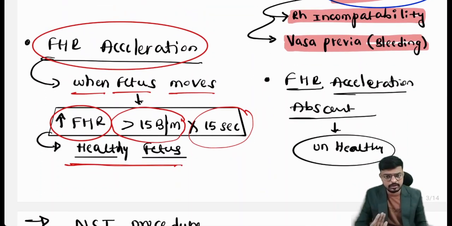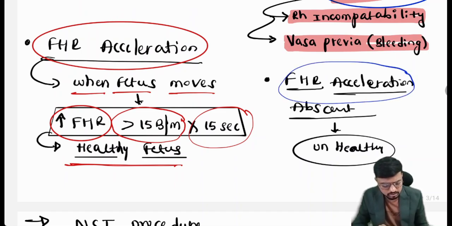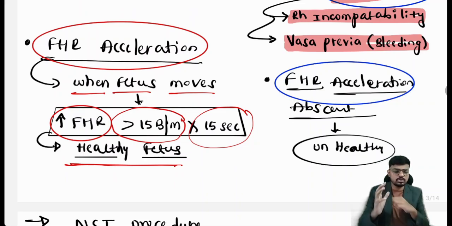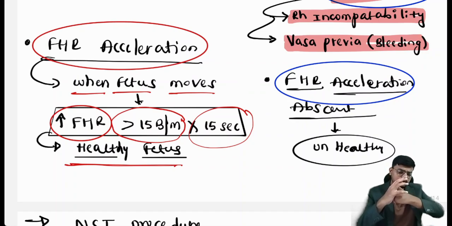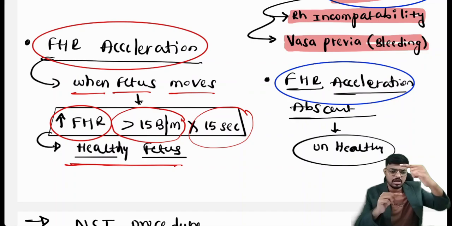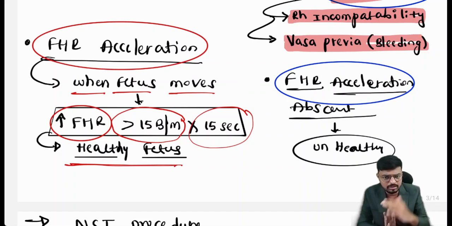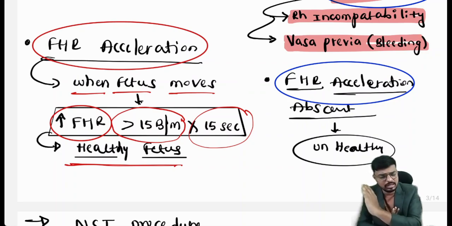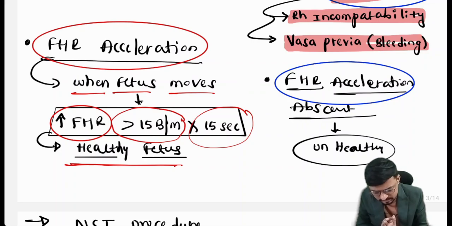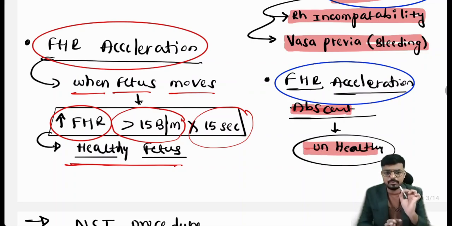Then comes the fetal heart rate acceleration. As I told, it should normally be present. This is the uterus, this is the fetus. Inside the uterus the fetus is moving like this, and at that time the fetal heart rate increases. It increases by 15 beats per minute for 15 seconds. That is what we call fetal heart rate acceleration. If it is present, that is a normal healthy baby. If fetal heart rate acceleration is absent, that indicates an unhealthy baby. Very important, keep in your mind.